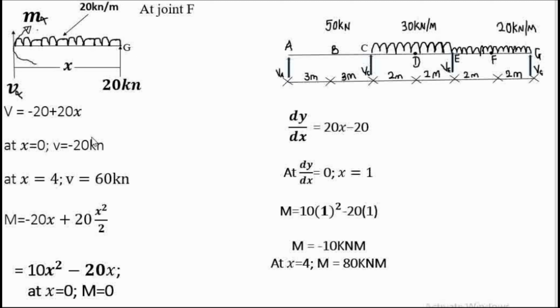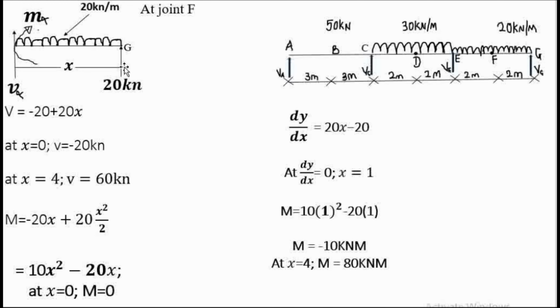So coming this way, we have that V is equal to minus 20 plus 20x. Remember, it is a UDL. So the support at point G, which is VG, when we calculated from the previous video, we got 20 kilonewton. If you want to know how we got the reaction, maybe you've not watched the previous video, don't forget to check the description section of this video. The link will be dropped there.